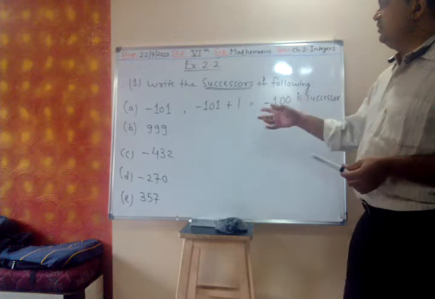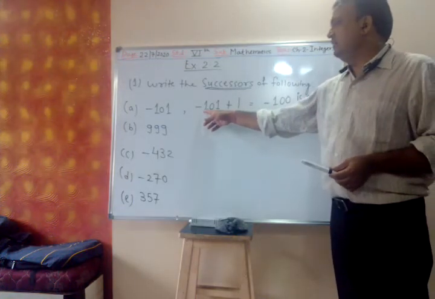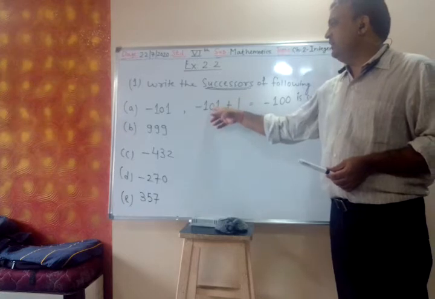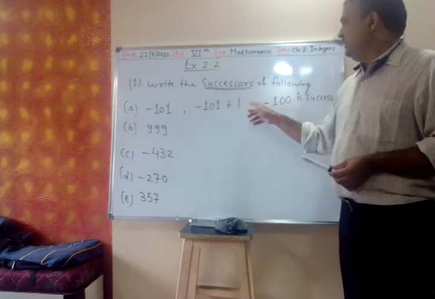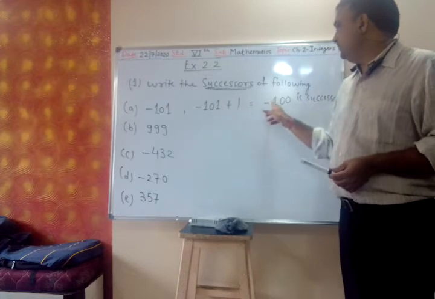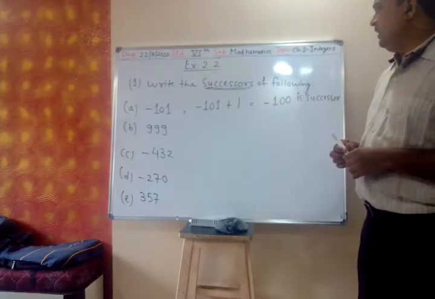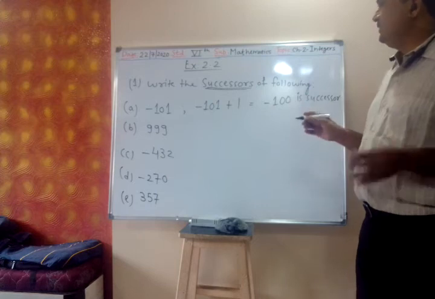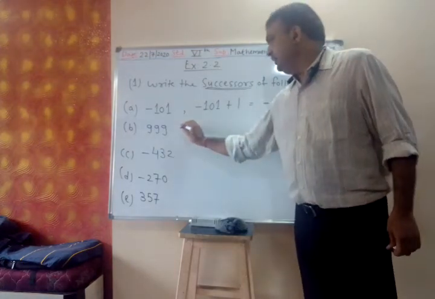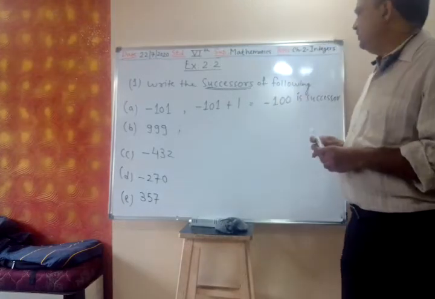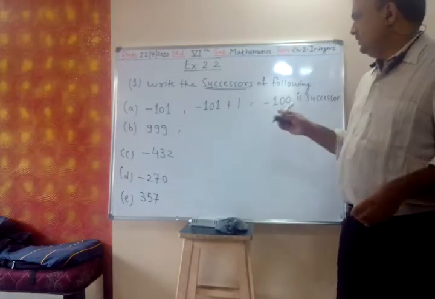That is what I am telling. Which number is bigger? 101. So I will take the sign of that, minus. And they have opposite sign, so we subtract. Minus 100 is the successor.